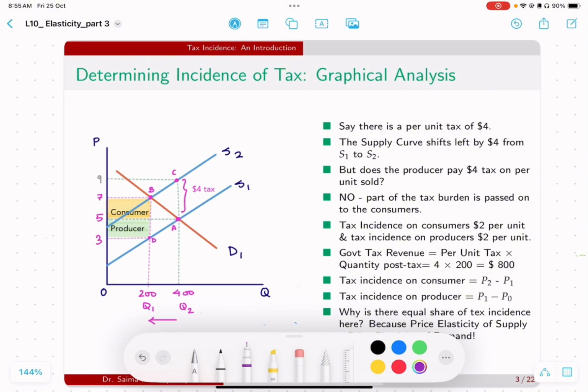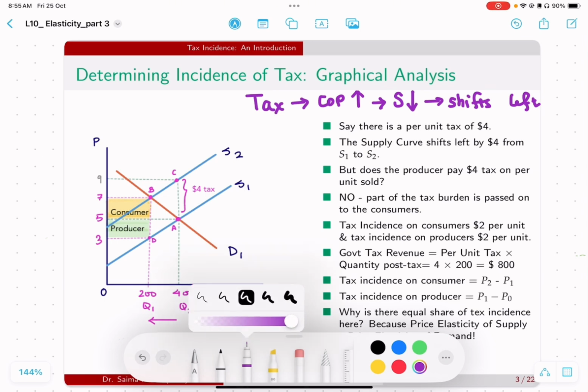Remember what we have learned, that when tax is imposed, your cost of production goes up, which means that supply goes down, which means it shifts leftwards. That is exactly what is being shown in this diagram. We have a case where the supply curve is originally at S1, and you've got the demand curve. The equilibrium, let's call it E1, and here the price is 5, let's call it P1.